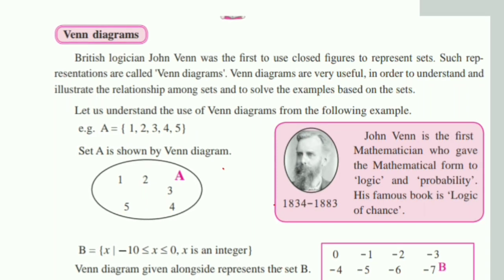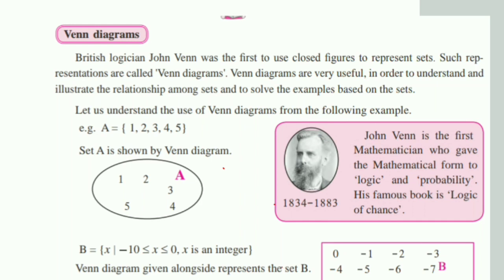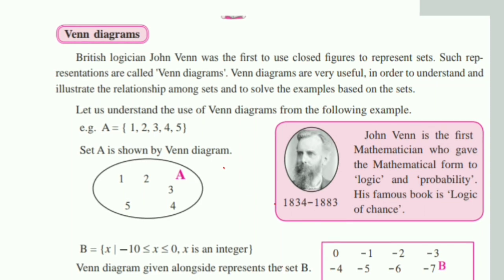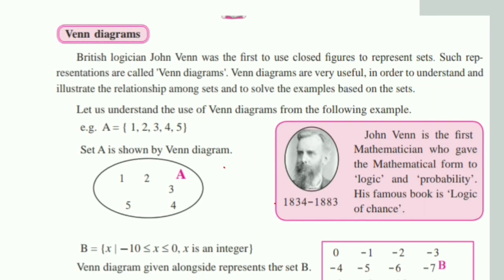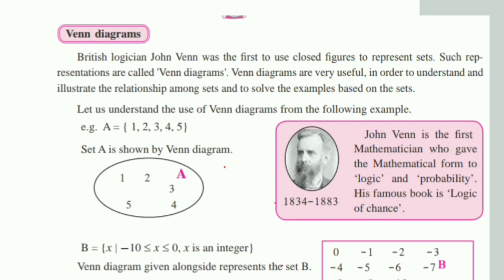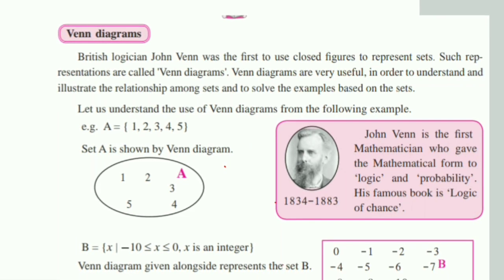Okay, Venn diagrams were invented by John Venn. He is the mathematician who gave the mathematical form to logic and probability. His famous book is Logic of Chance.